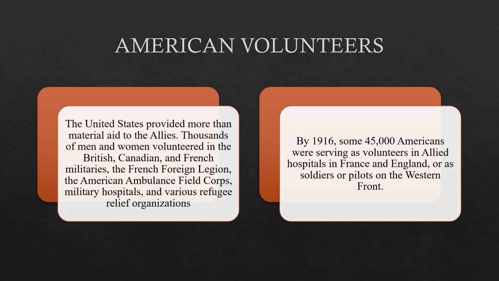The United States provided more than just material aid to the Allies. Thousands of men and women volunteered in the British, Canadian, and French militaries, the French Foreign Legion, the American Ambulance Field Corps, military hospitals, and various refugee relief organizations. In October 1914, the first American Red Cross ship arrived in France, carrying 170 doctors and nurses. So that's a really big amount.